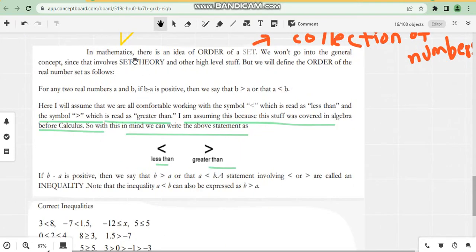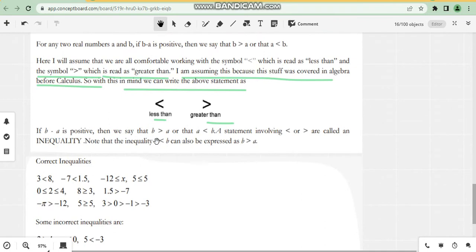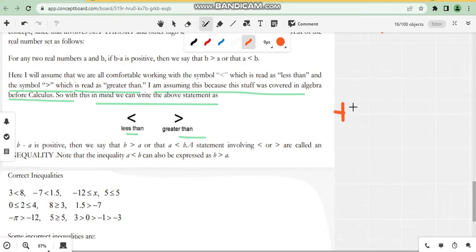So the main thing here, where I mentioned greater than and less than, is how we compare the numbers. If b minus a is positive, then we can say that b is more than a. Positive numbers, keep this in mind, are more than negative numbers. So plus 2 is more than minus 2, and this sign is of more than.